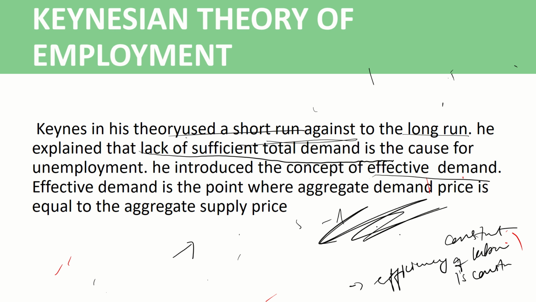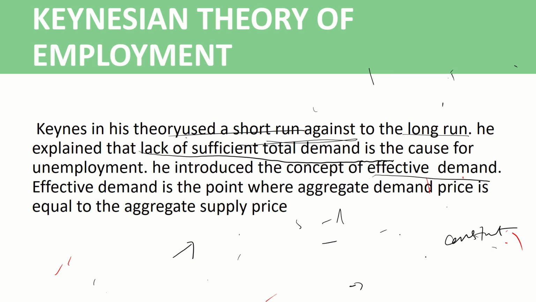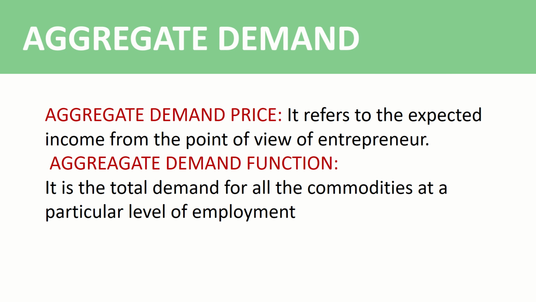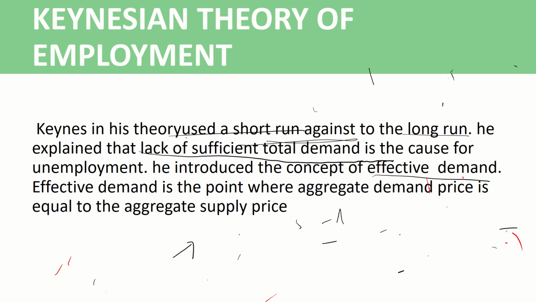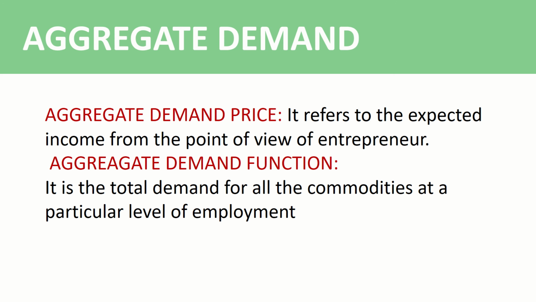Have you understood that the Keynesian theory was developed in 1936, after the Great Depression in 1930? As a result, the Keynesian theory was put forward. Then let us discuss the aggregate demand price.